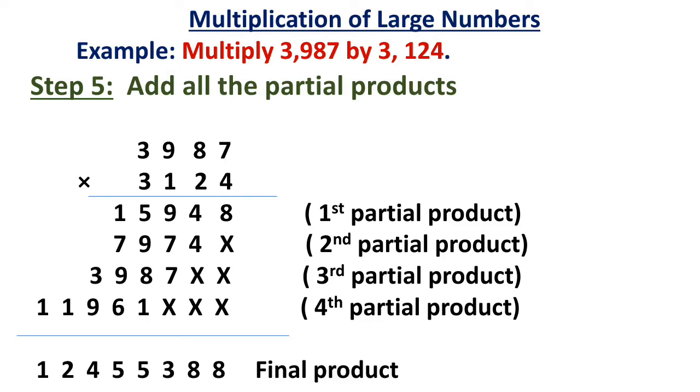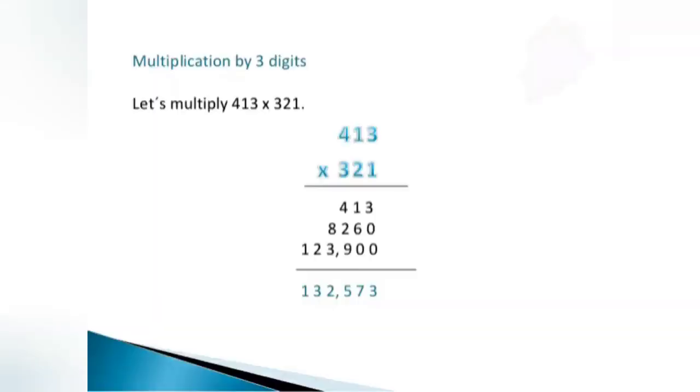The fifth step is to add all the partial products. That means add the first, second, third, and fourth partial products to get the final product. So when we add all the partial products, we get the answer as 1,24,55,388. So now let's multiply by a 3 digit number. One more example is over here: 413 multiplied by 321. We get the partial products and then the final product.